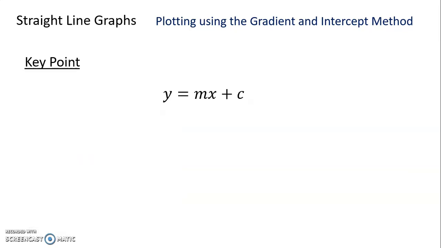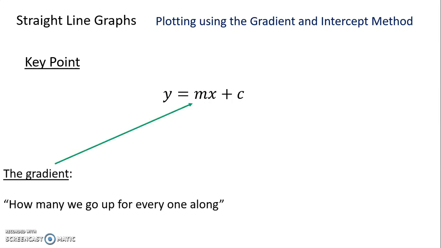Okay, so this is a good point to pause the video and get some notes written into your books. So the key points: y equals mx plus c is the general equation for a straight line. And the m part here, the coefficient of x, the number in front of the x, that is the gradient. And it's how many we go up for every one along.